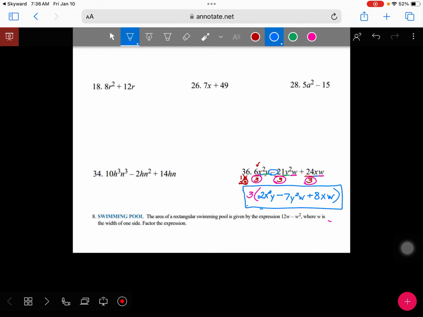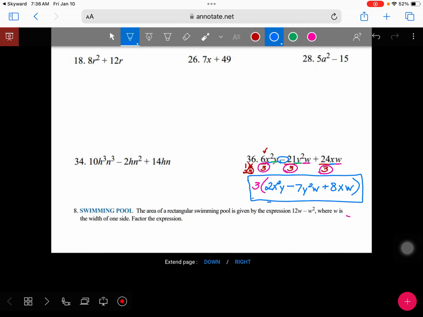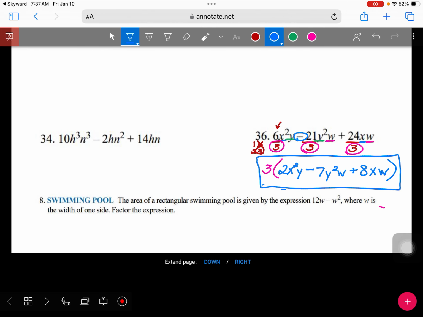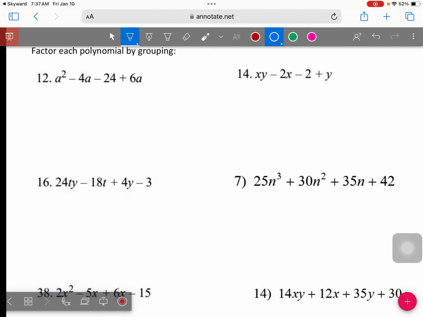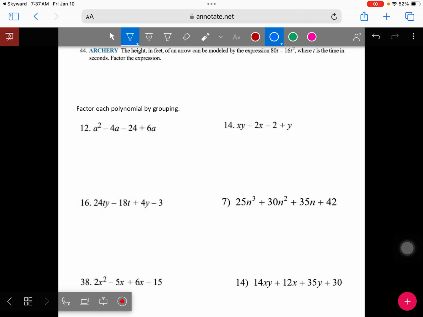Other questions? 34. Now, did you really try 34? Tristan, did you really try it? Okay. I want a problem that you've actually really tried. I would love, did anybody have problems with like 12 on the back or 14? You didn't do the back. The back is grouping. It was homework too, but it was on the grouping. Did anybody have problems with 12, 14, 16 that tried it?